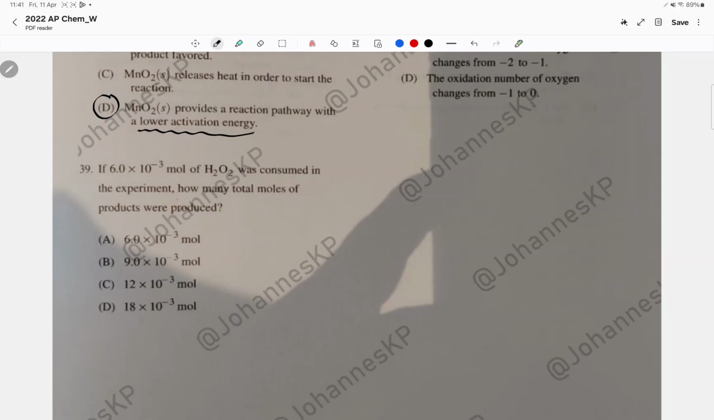So we should do stoichiometry here, right? So we should look at the balanced equation. We want how many moles of products were produced. If it says consumed, do we use the ICE or the ICC?